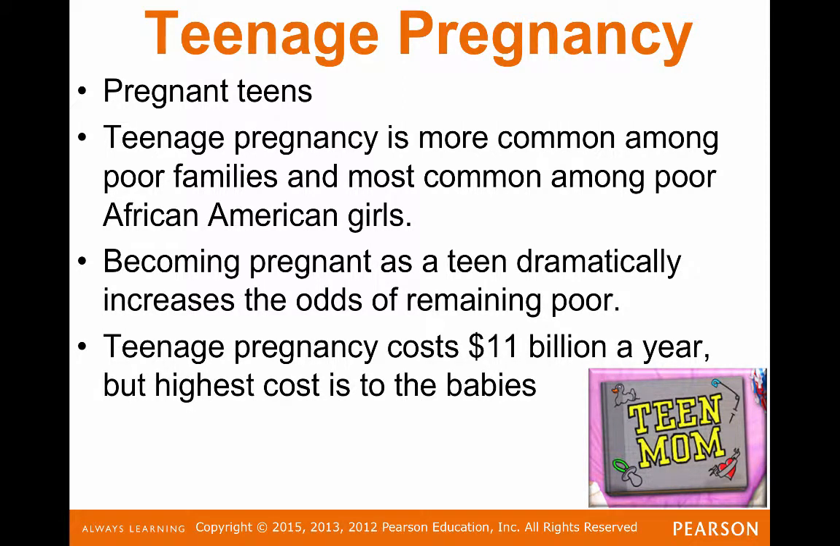Teenage pregnancy costs the taxpayers $11 billion a year. But the highest cost is to the babies, because babies born to pregnant teens have lower birth weights. And because their birth weights are lower, they have a higher risk of physical and developmental problems. So many face poor nutrition, little schooling, and inadequate health care. And some grow up at high risk of becoming single parents themselves.